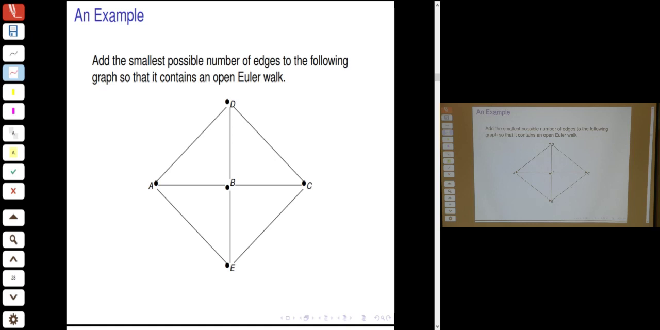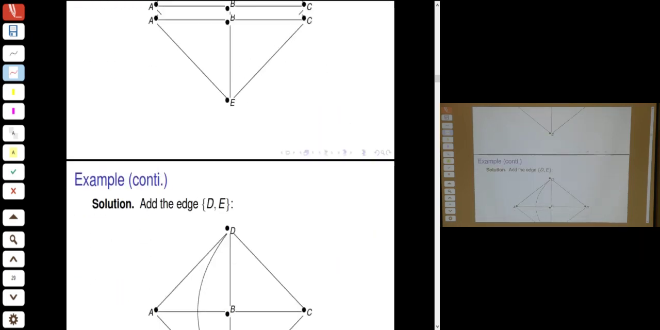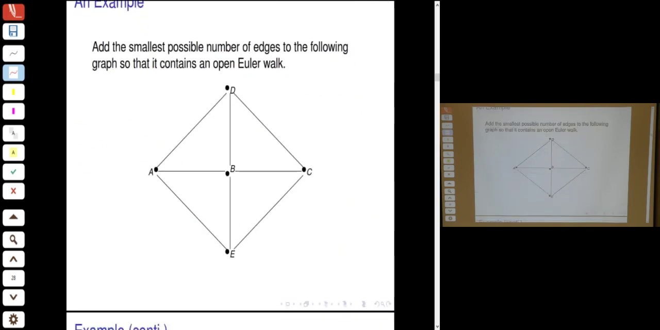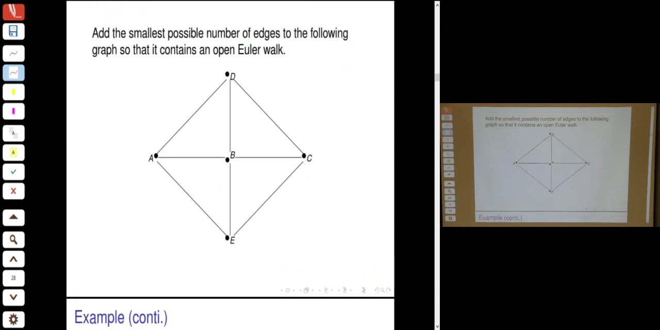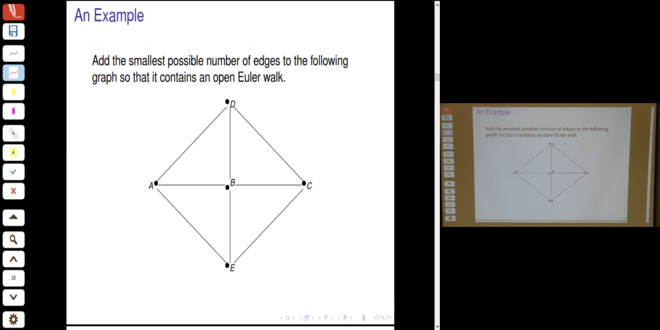So the question is that you want to create a walk which starts at a vertex, ends at a different vertex, and traverses every edge of the graph exactly once.